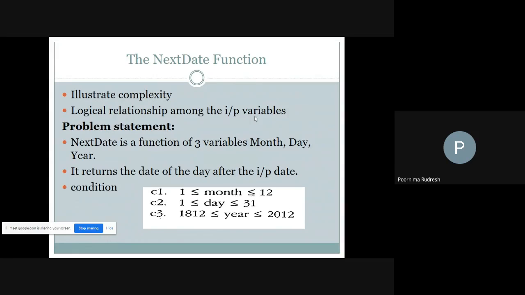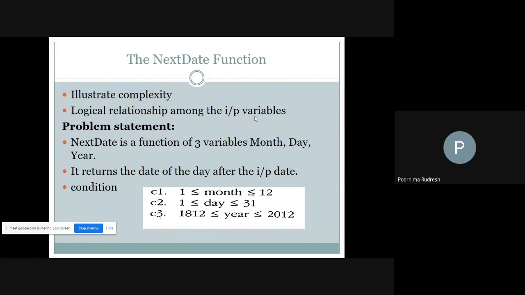Here, when compared with the triangle problem, we have a different kind of complexity. In the triangle problem we have the relationship between the inputs and the correct output, but here we have to consider the logical relationship among the input variables. So when you compare the complexity of the triangle problem and the next date function, the complexity is different. Why? Because in the triangle problem we consider the relationship between the inputs and the correct output, whereas in the next date function we consider the logical relationship among the input variables.